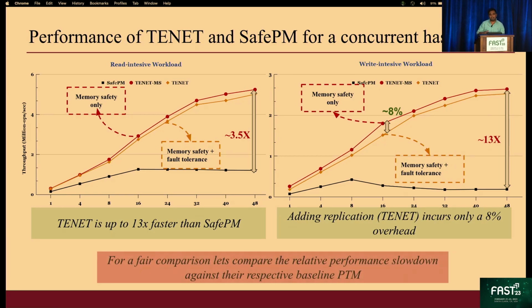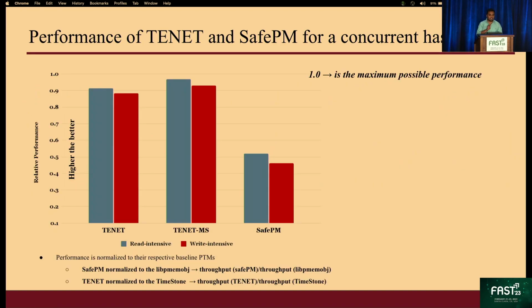To gain more insights, because this work is about memory safety, we want to compare the relative performance to see how much overhead each of the techniques adds to its baseline, right? This figure essentially conveys that idea. Here the performance is normalized to their respective baselines, SafePM for PMDK and TENET for Timestone, right? What this tells us is, when you add SafePM to the PMDK transaction, how much is PMDK slowed down?